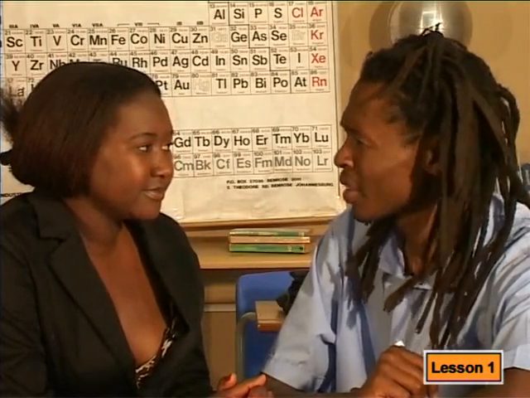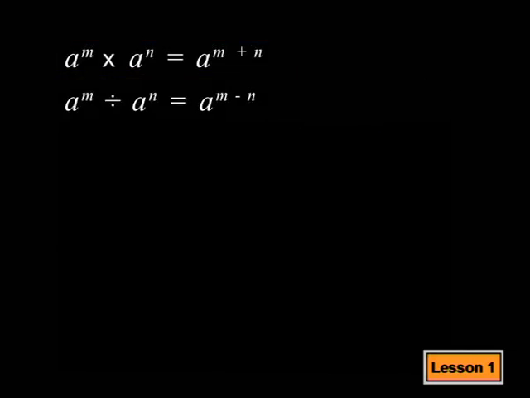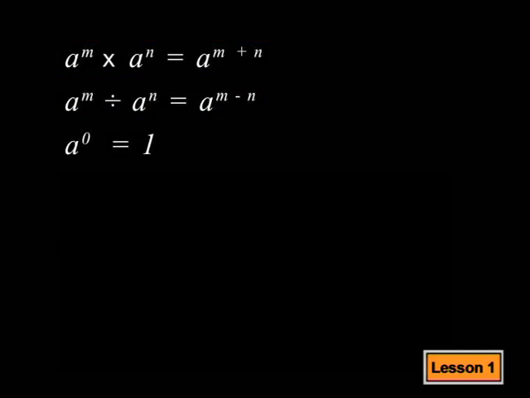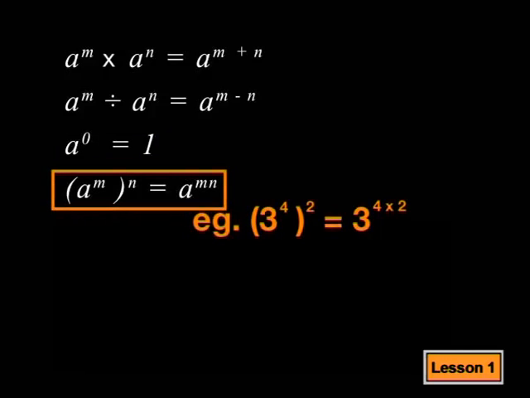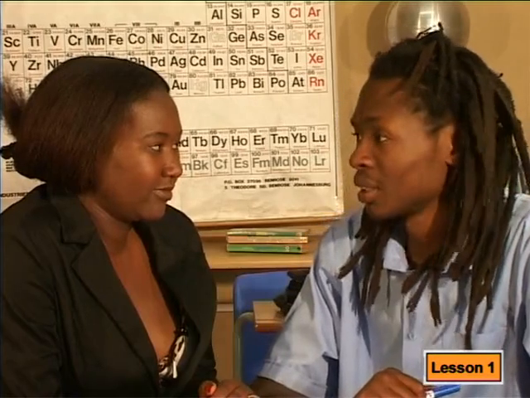I can remember some of them. If you multiply like bases, you add the exponents. If you divide like bases, you subtract the exponents. Anything raised to the power of 0 is equal to 1. And if you raise a power to a power, you multiply the powers. If two bases are multiplied and raised to a common power, then both bases take the power. I'm afraid that's all I remember.